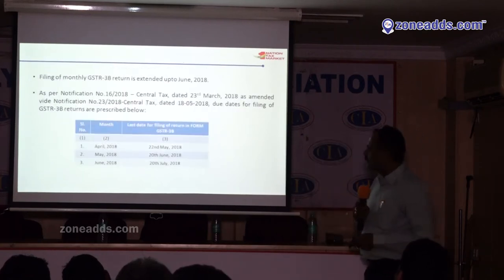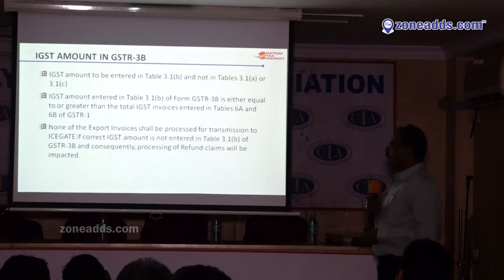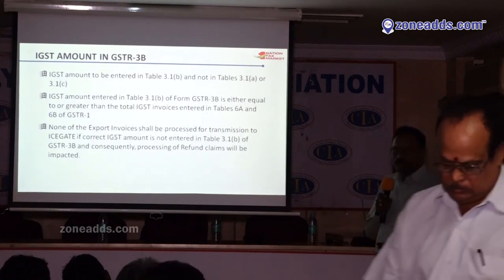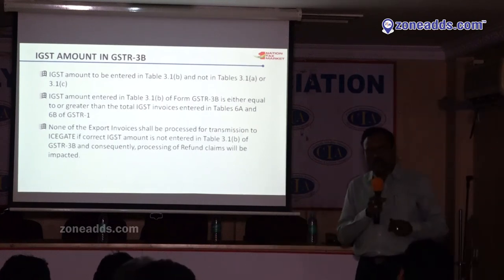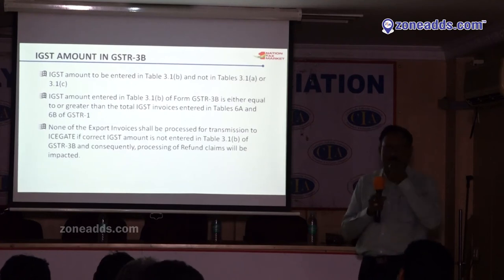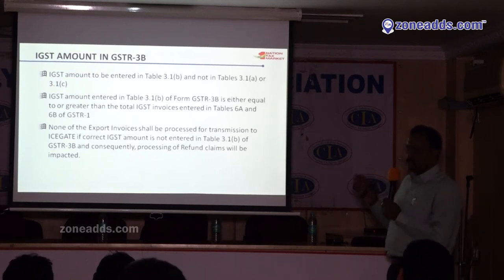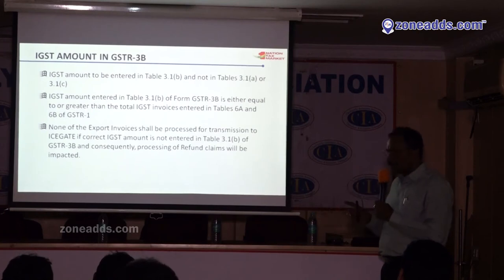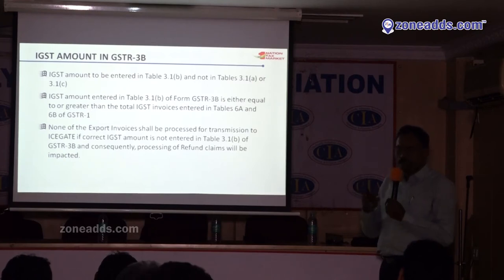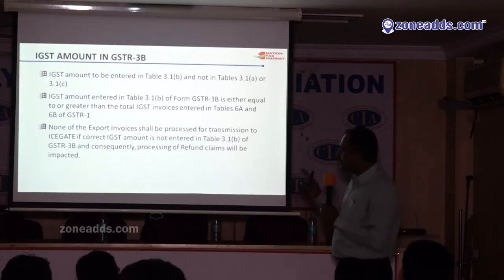And okay, these are the due dates. Problem: IGST amount to be entered in 3.2. It is very important. Still, people, particularly exporters, are suffering a lot because of this error. There are 3.1A, 3.1B, 3.1C. There are three sub-tables in 3.1. 3.1A deals with normal outward clearances. 3.1B deals with zero-rated supplies, made exports or supplies made to SEZ. That means IGST payment you have to make. That IGST payment comes in 3.1B.